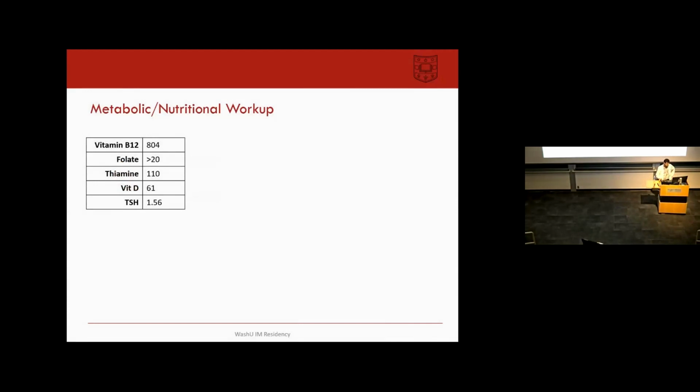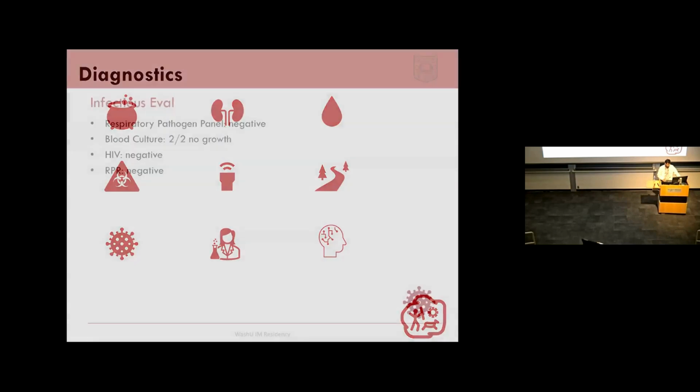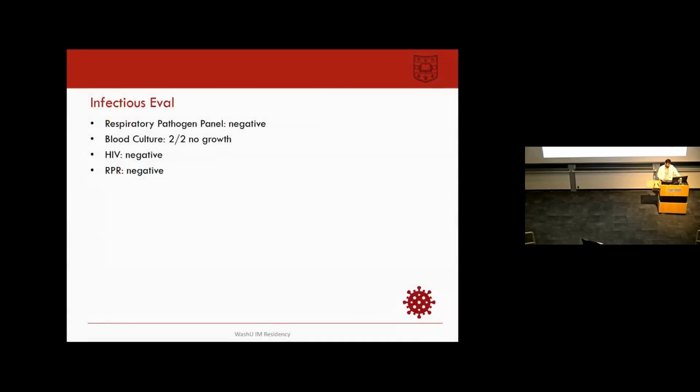The vitamin B12, as you mentioned, was normal. Folate was normal. Thiamine was normal. Vitamin D and TSH were also normal. So that helps rule a few things off of your list there. And then I think you mentioned some infectious workup as well. So RPP negative, blood cultures negative, HIV and RPR negative as well.